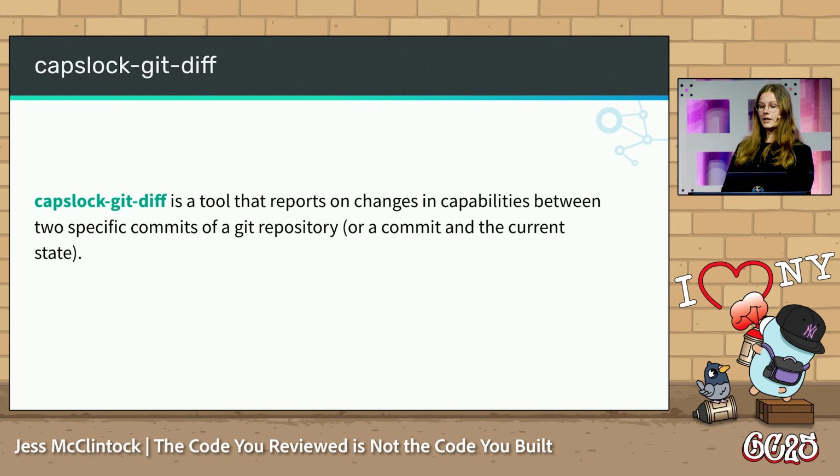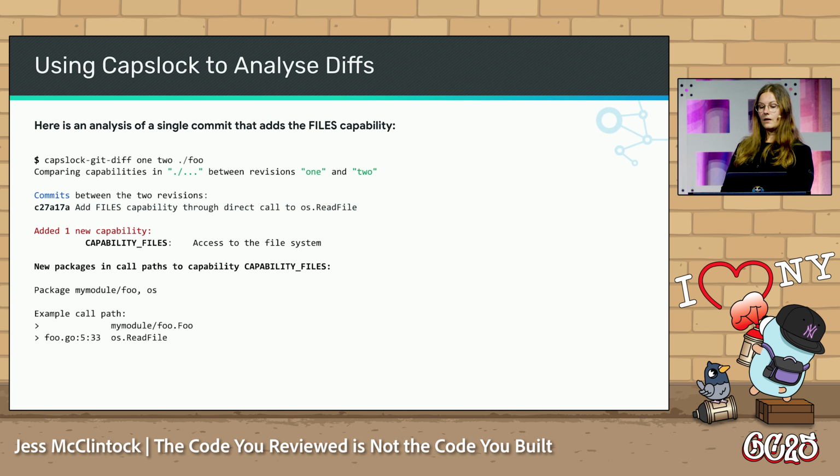To this end, we've created the Capslock Git diff tool, which reports on changes in capabilities between two commits of a Git repository. These commits can be specified in any way that the Git tool understands, such as branch names, tags, or hashes. For example, here we're using the tool to compare two revisions of the foo Git repository. And from the output, we can see that the new capability files has been added between revisions 1 and 2.